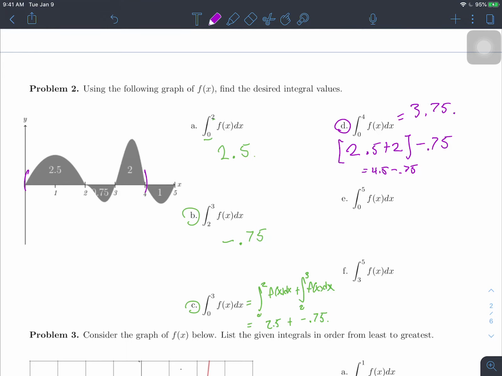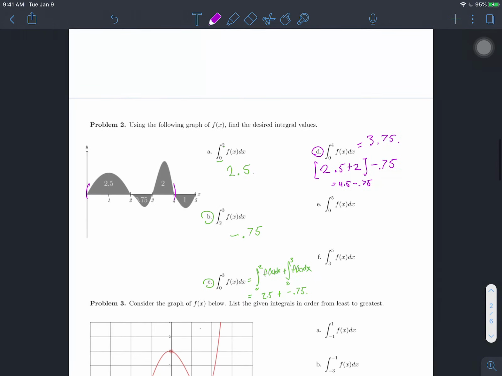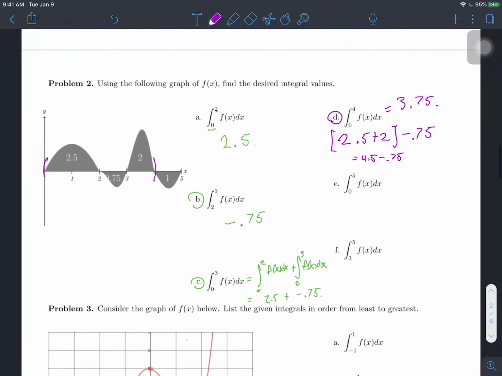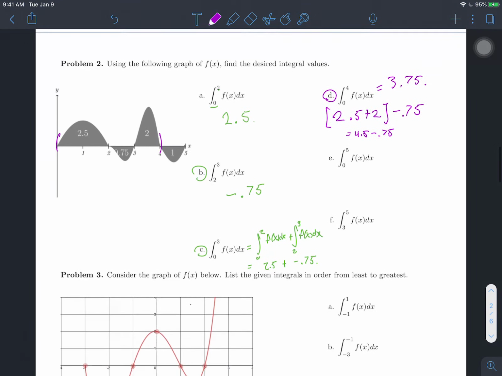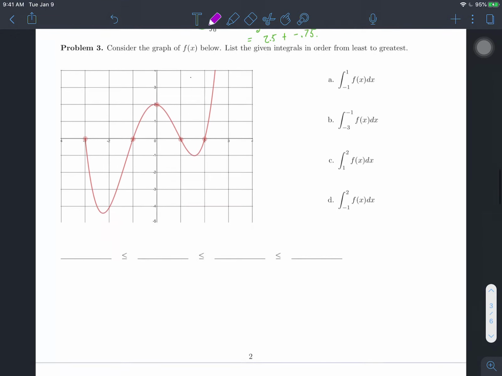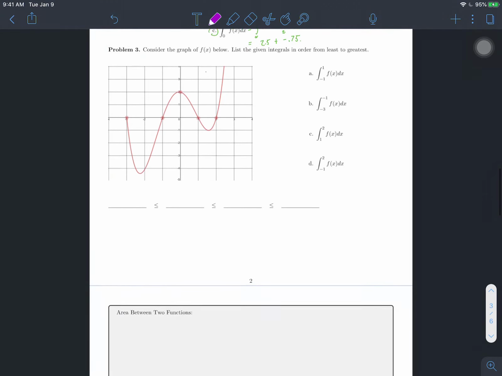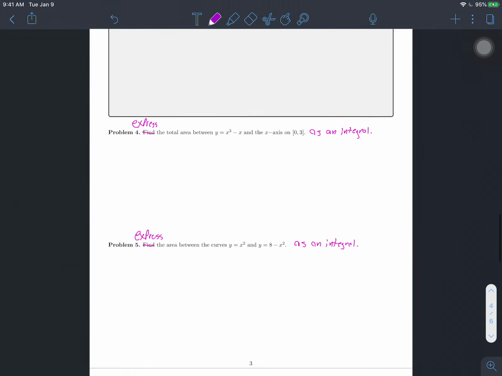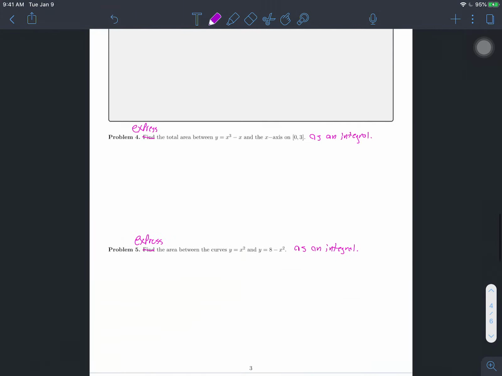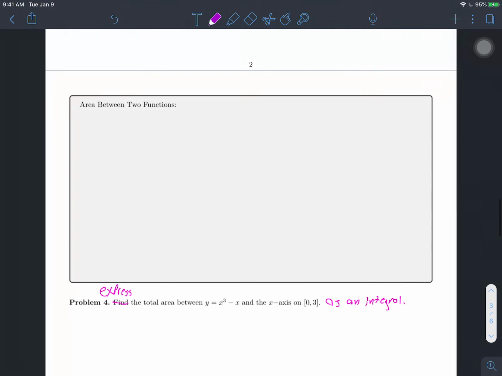Okay, so this is kind of how we do this stuff. We just take the area above the curve and subtract from that the area beneath the curve. Maybe we'll come back to that. There's one more thing I want to cover before we get done for today, and that's area between two functions.